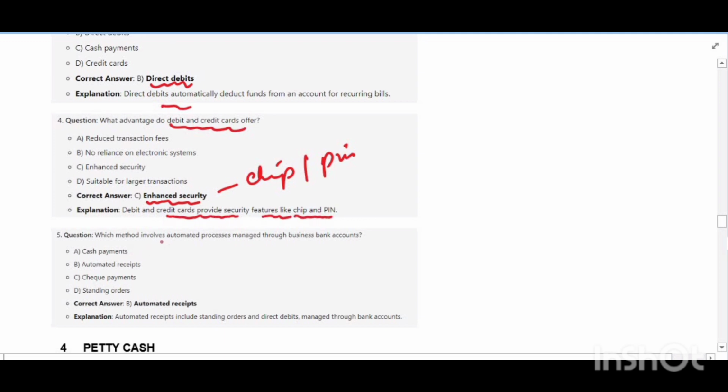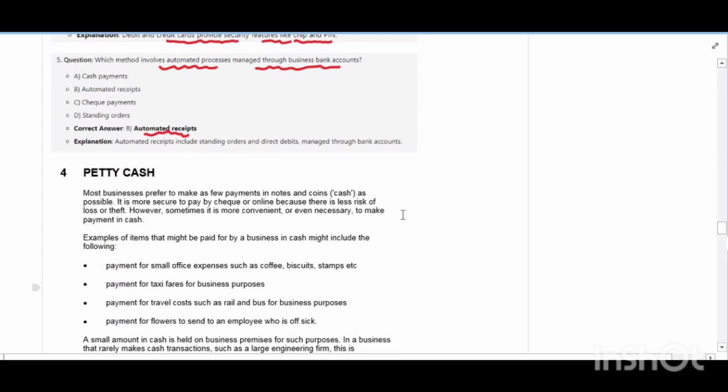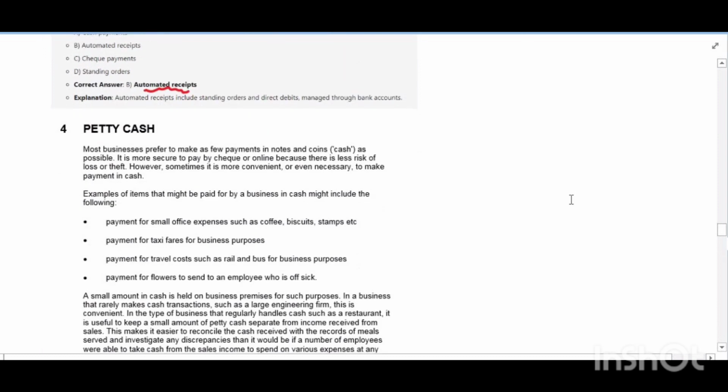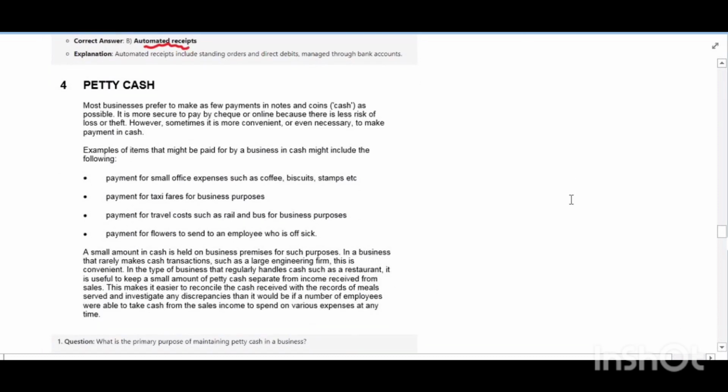Now which method involves an automated process managed through a business bank account? That is called the automated receipt and payment method. We have discussed this in detail. Now let's move on. We have another topic that is called petty cash.